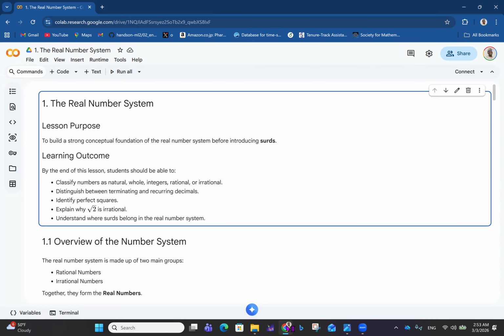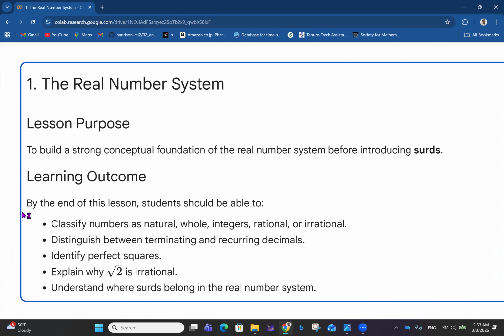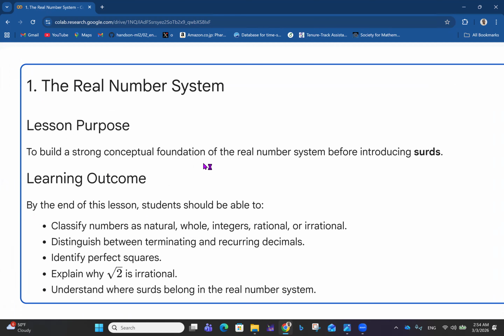Okay, so in this first video on surds, we'll be looking at the real number system. The purpose of the lesson is to build a strong conceptual foundation of the real number system before introducing surds. So we need to understand what real numbers are before we begin to talk about surds. The learning outcome is as follows: by the end of this lesson, students should be able to classify numbers as natural, whole, integers, rational, or irrational, then distinguish between terminating and recurring decimals, identify perfect squares, explain why square root of 2 is irrational, and understand where surds belong in the real number system.